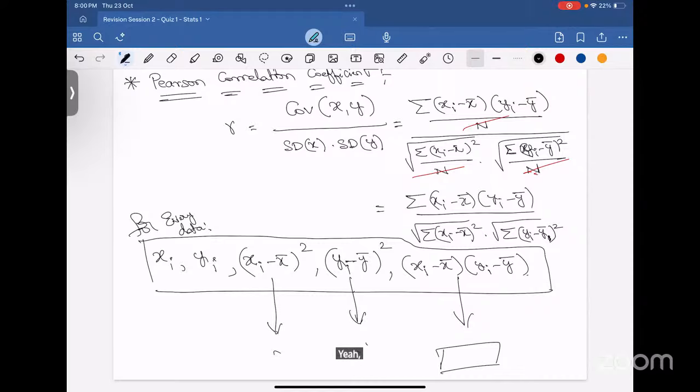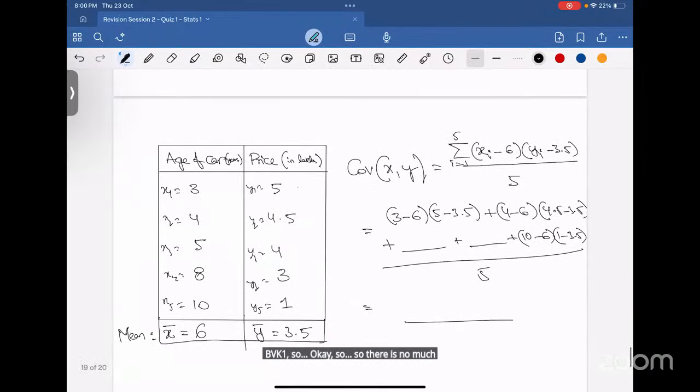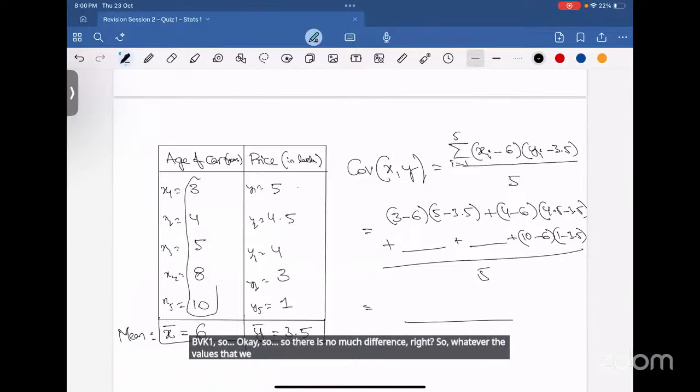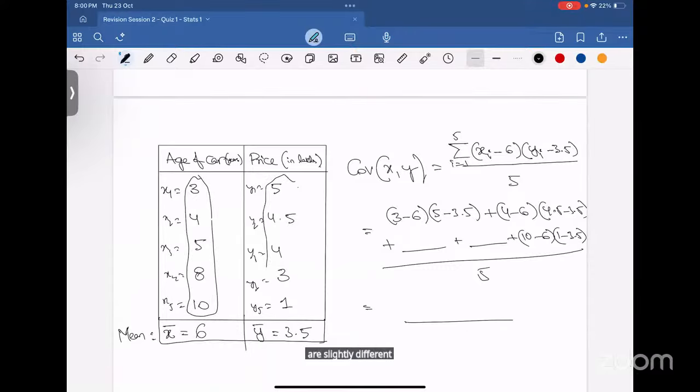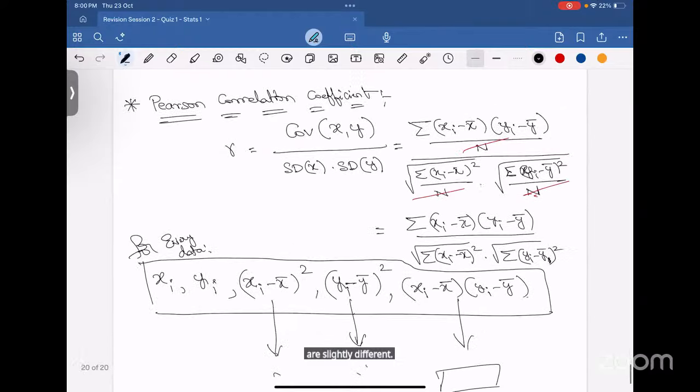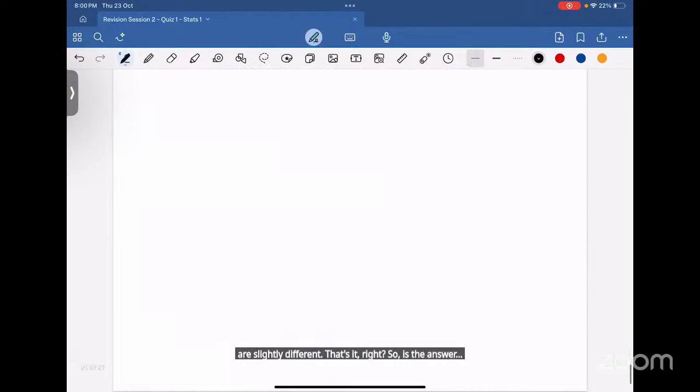Yeah, the 1 plus phones and that BBK ones. Okay, so there is not much difference, right? Whatever values we took here are slightly different. That's it, right? So is the answer that you are getting wrong?